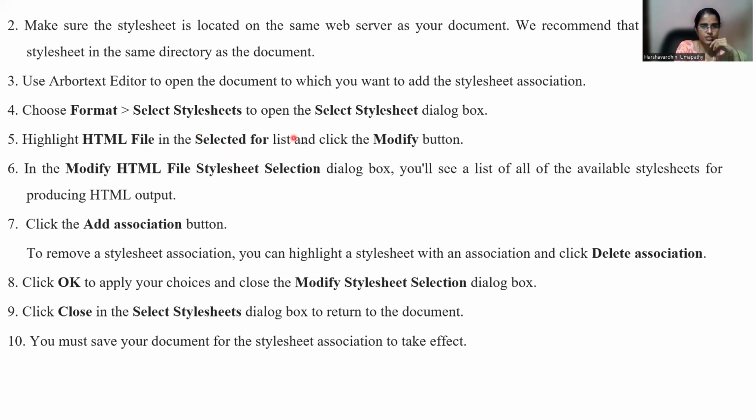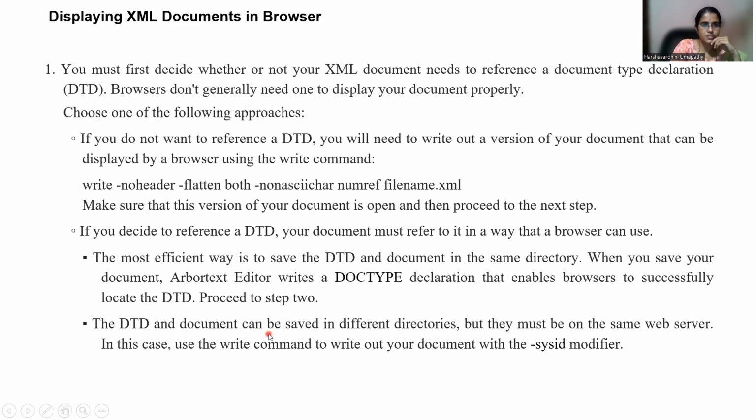For that, you have to go to the selected file and click the modify button. Then in the modify HTML file style sheet selection dialog box, you will see the list of available style sheets for producing an HTML output. Then you have to click the add association button. Then finally click OK and modify style sheet. Then close. So these are the 10 main steps used to display an XML document in the browser.